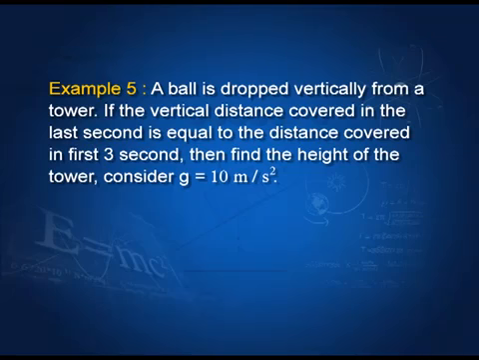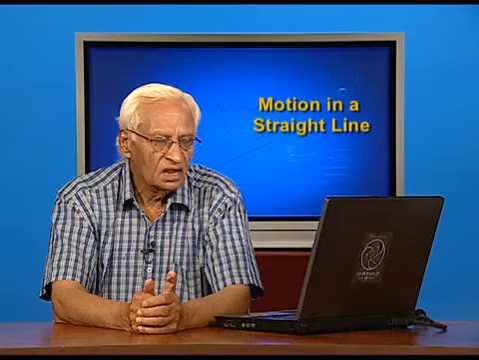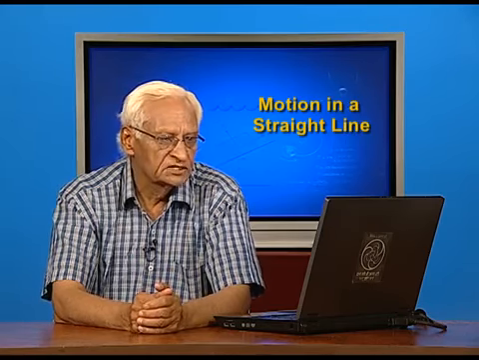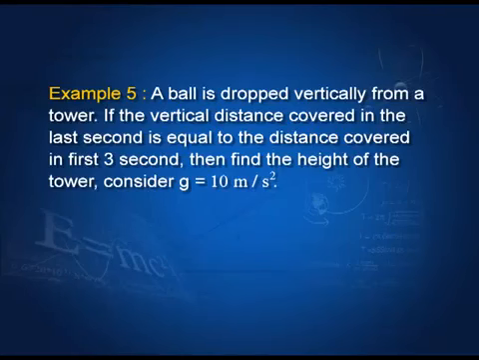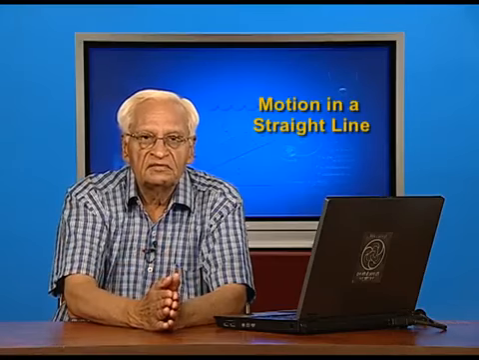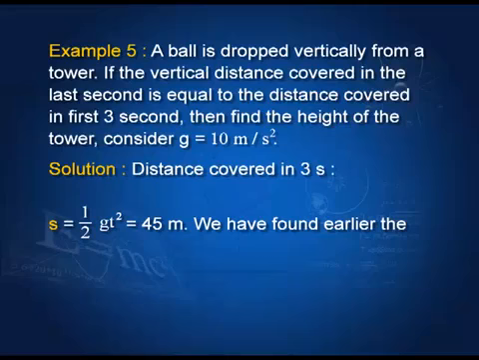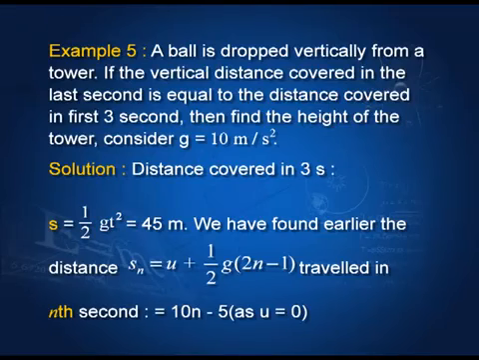A ball is dropped vertically from a tower. If the vertical distance covered in the last second is equal to the distance covered in the first 3 seconds, then find the height of the tower. Consider g equal to 10 meter per second square. In the last lecture, you remember, we derived this formula for the distance covered in nth second, that was S n equal to u plus half g into 2 n minus 1. So, we will use that formula.